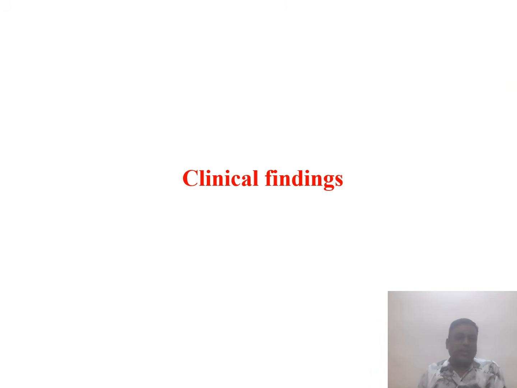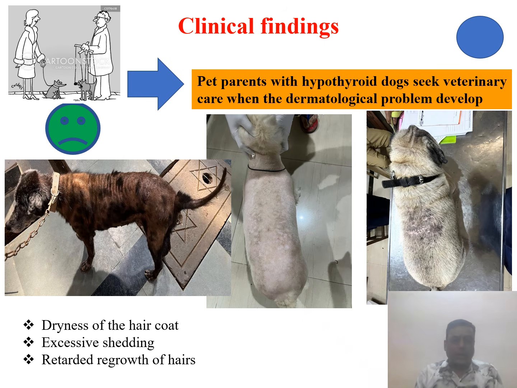Now, when we look at the clinical findings of hypothyroidism, the owners mostly report hair loss. Pet parents of hypothyroid dogs seek veterinary care when a dermatological problem is there: dryness of the hair coat, excessive shedding, and retarded growth of hair. These are the common clinical findings.